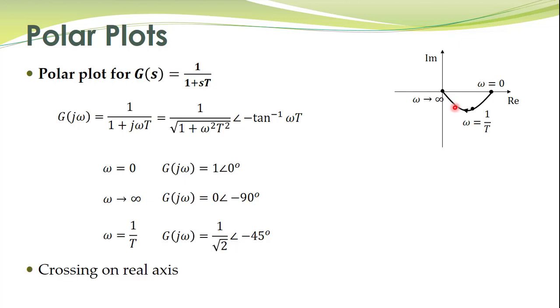Remember that in polar plots you do not need a very accurate sketch, you only need a very rough sketch. However, one piece of information that you will always require to determine accurately is the crossing of the graph on the real axis. Why that is accurately required, we shall learn later. However, this information will be required very accurately. So how can we determine the crossing of this graph on the real axis?